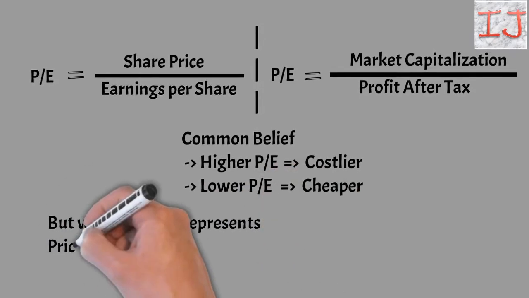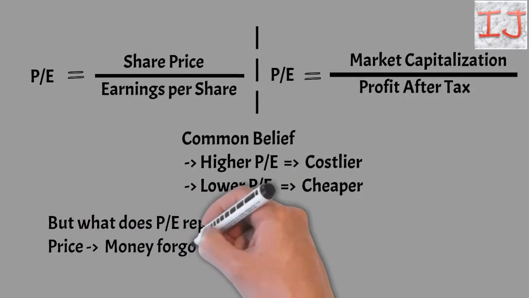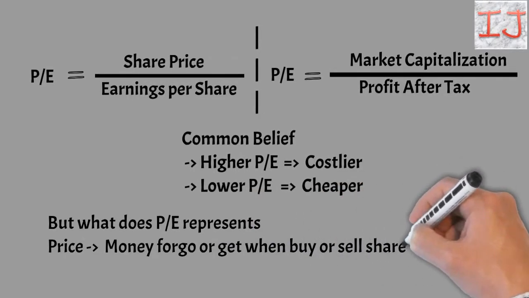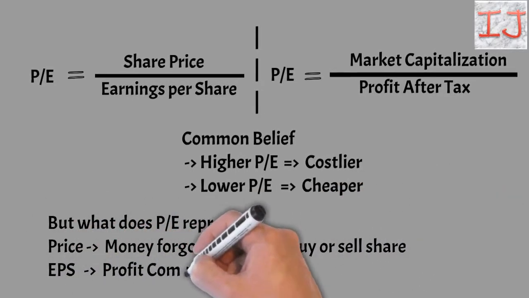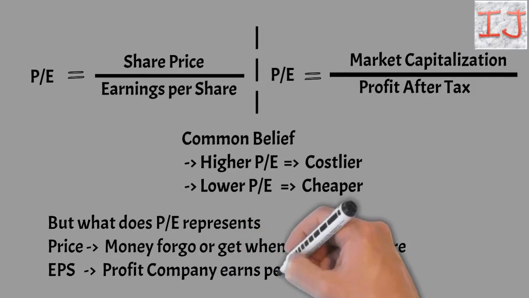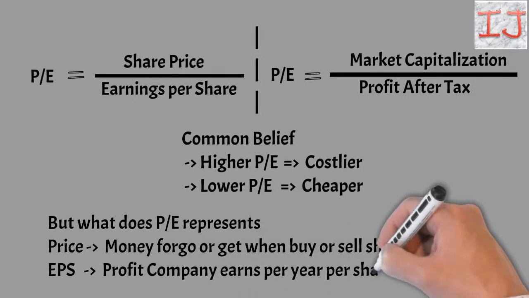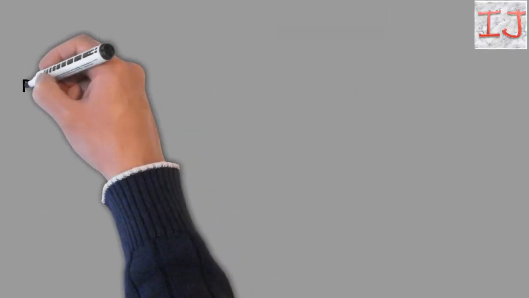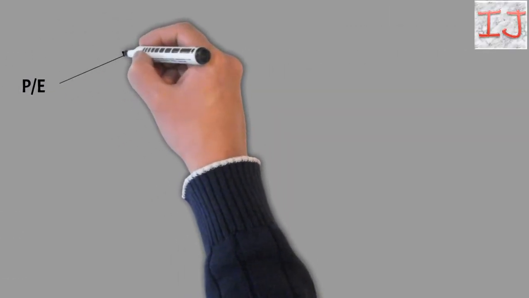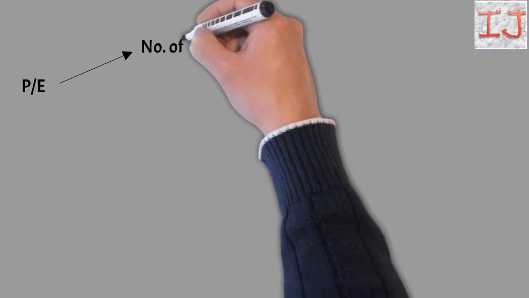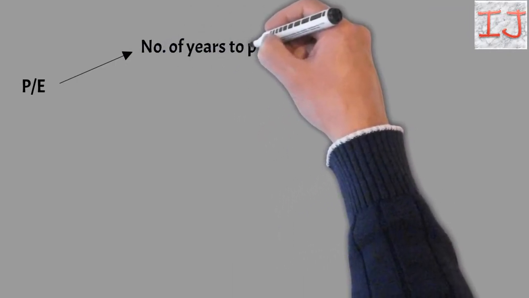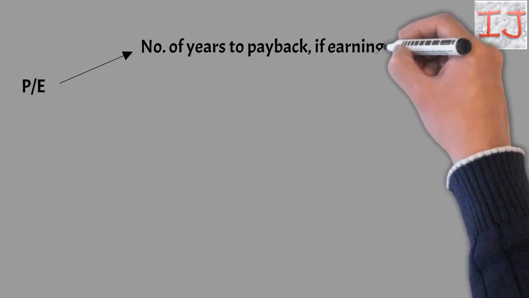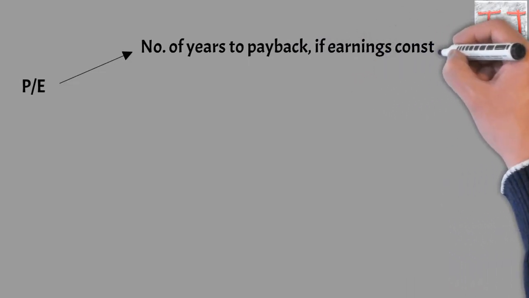For example, share price means how much money one has to forgo or get while buying or selling a share, and earning per share represents how much profit a company is earning each year. Similarly, what does PE represent? One way is that it represents the number of years it will take for a company to pay back the amount equal to share price, provided the company's earnings remain constant over the coming years.